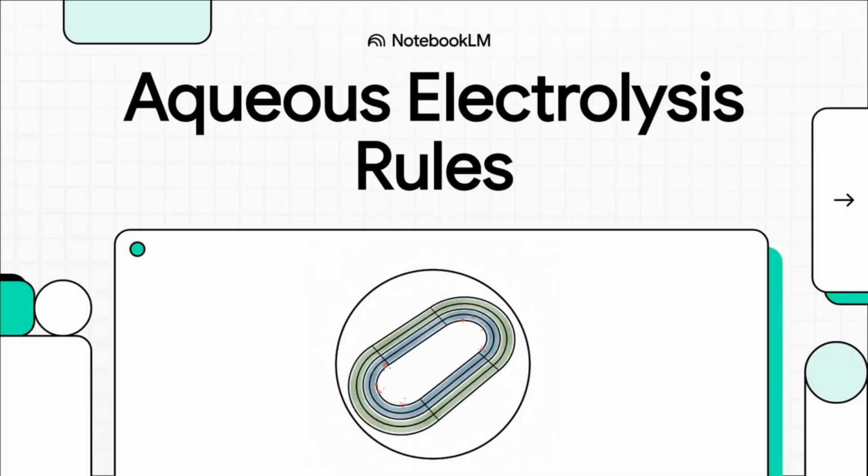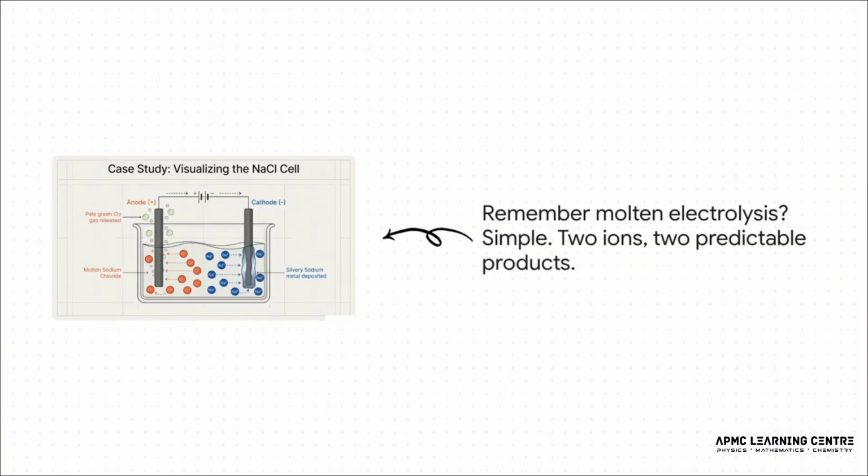Today, we are going to level up your chemistry skills and master one of the trickiest topics out there, figuring out what actually gets made when you pass electricity through a salt solution. Think of it like a game of ions, and we're going to learn the rules so you can win every single time. Okay, so let's just dive right in.